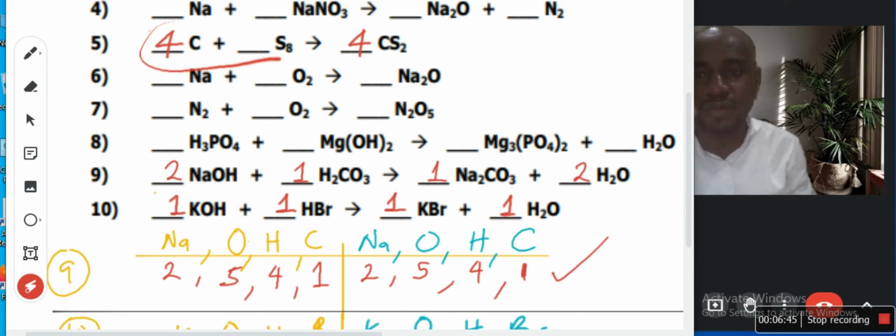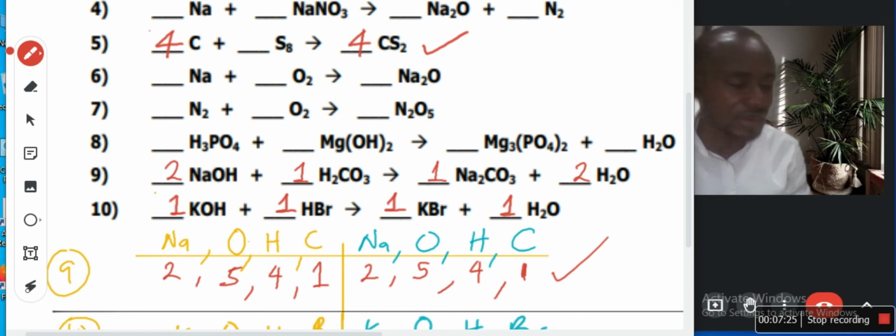How many carbons do we have on the reactant side? 4. Let's check the product side. How many carbons do we have on the product side? 4. So carbon is balanced. Let's check sulfur. How many sulfur do you have on the reactant side? 8. Let's check the product side. 8. Are they all balanced now? Yes, sir. So they are balanced. So we can tick that. It's balanced. Let's try again number 6.